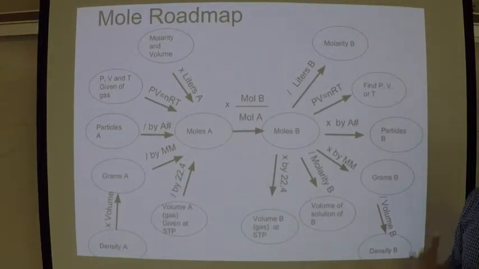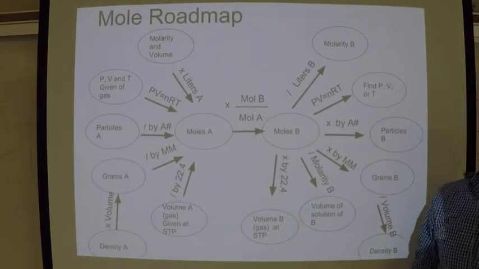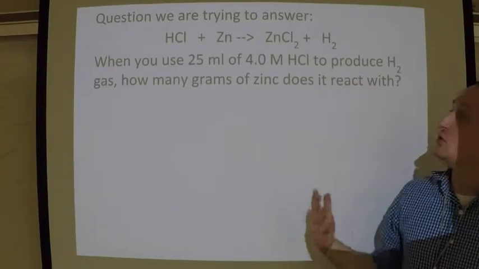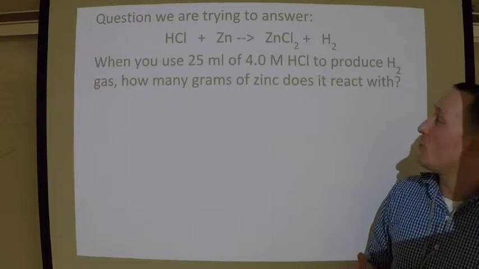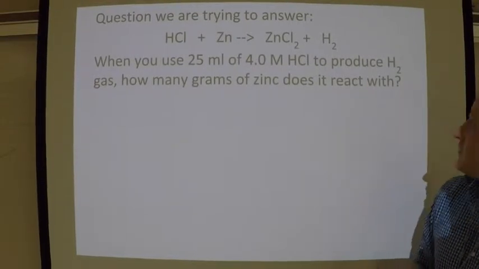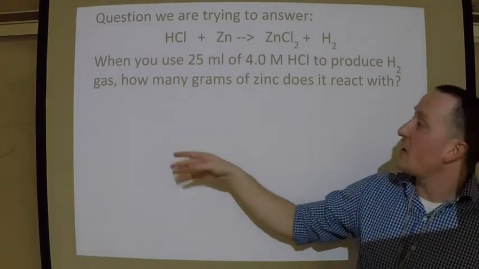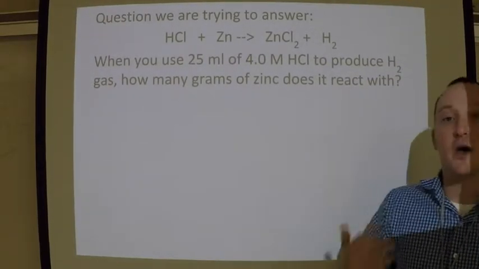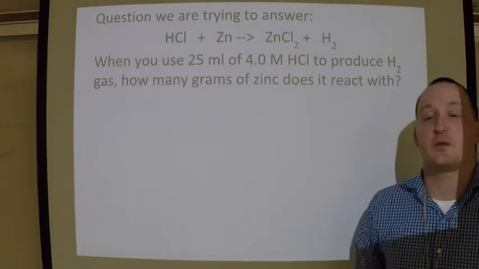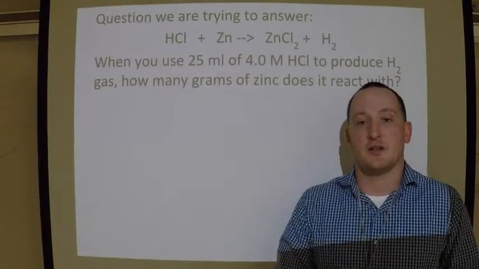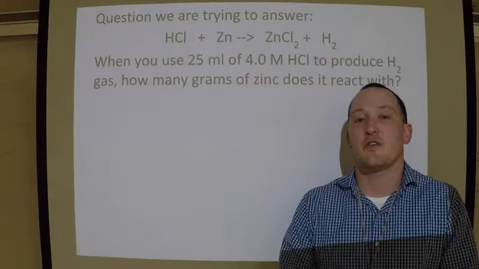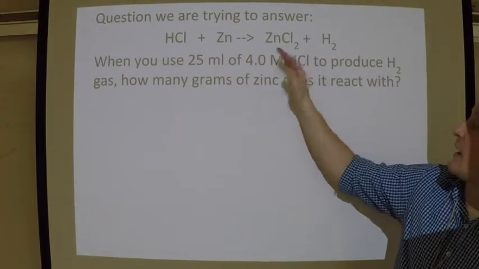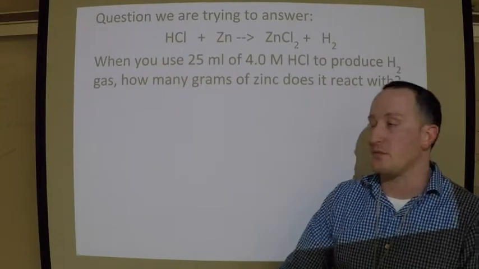So now that you've had some time to fill in this mole map, we're ready to look at our problem. So here we go. Our problem says, when you use 25 milliliters of 4.0 molar HCl, or hydrochloric acid, to produce H2 gas, how many grams of zinc does it react with? So again, because we're doing stoichiometry, the first thing we need to do is make sure our equation is balanced. And how we know this is stoichiometry is because it gives us information about one substance and asks us for information about another substance.